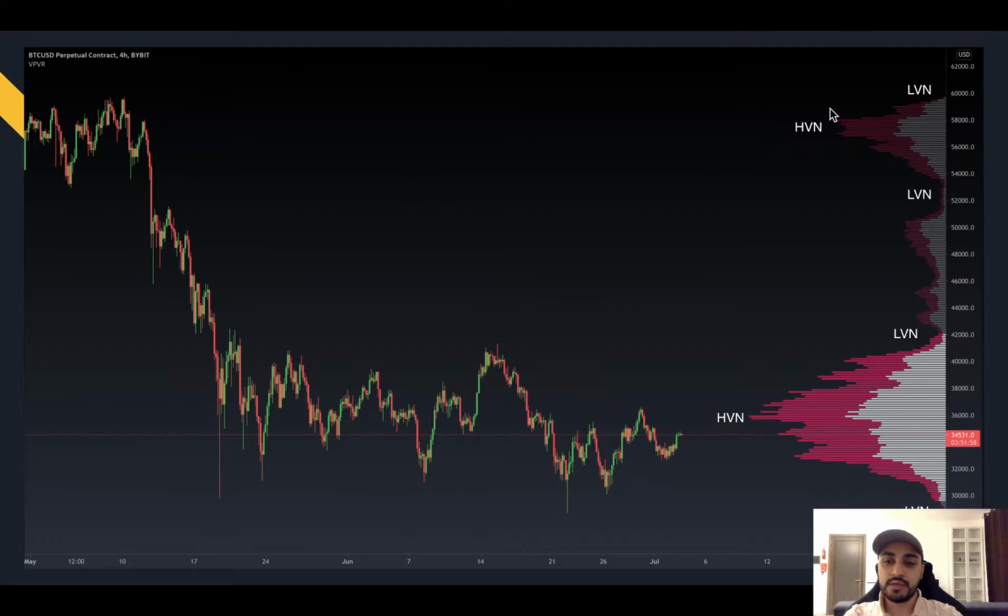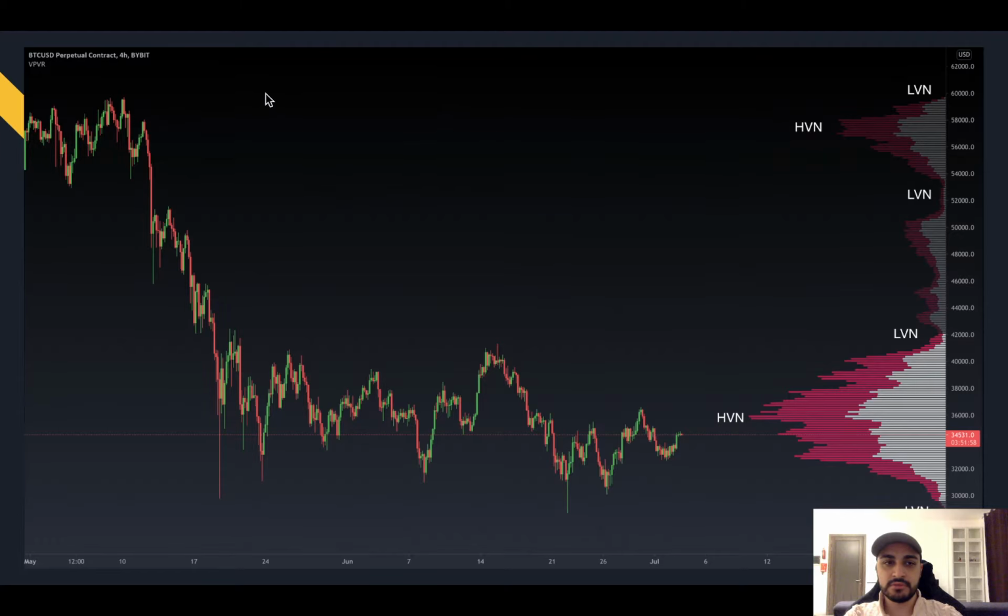On the other side, we have another HVN here at around 58K. And then you have LVNs, the low volume nodes, at around 42K. You have just a couple of wicks and one region that price just went through. There is not much volume transacted. Again, there is another one at around 52K ish where the price blasted through that level as well. And then at around 60K, actually, there's not much volume.